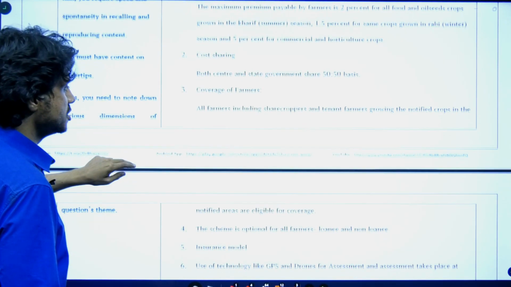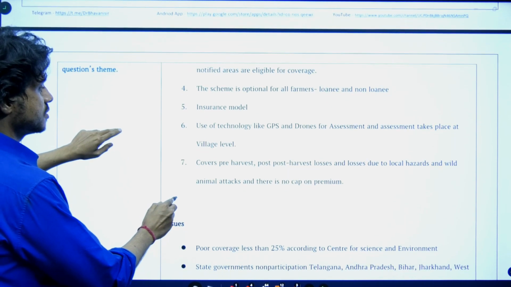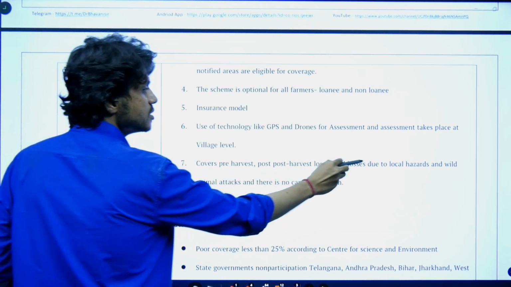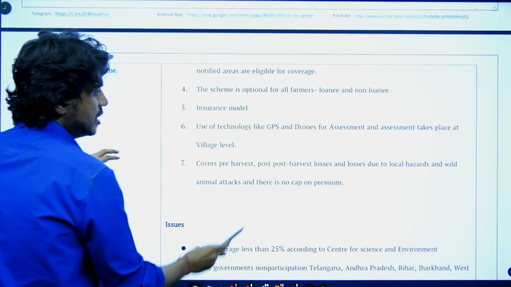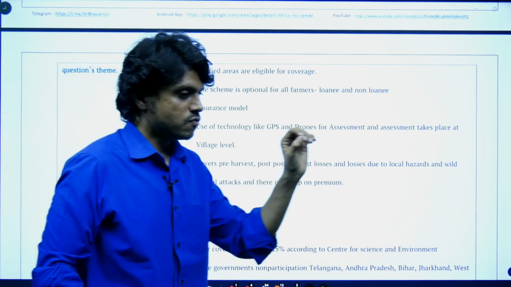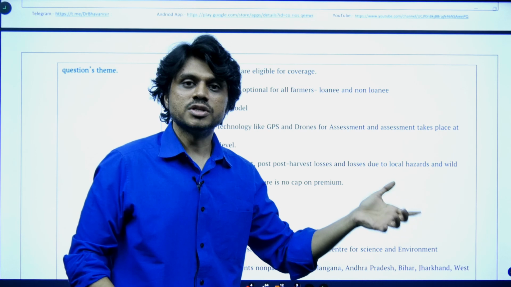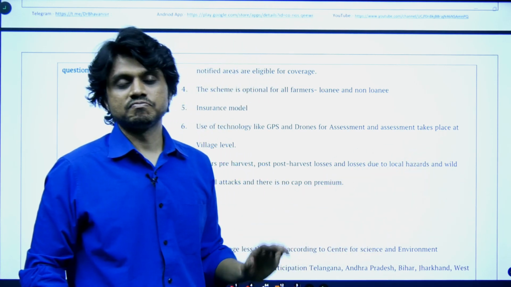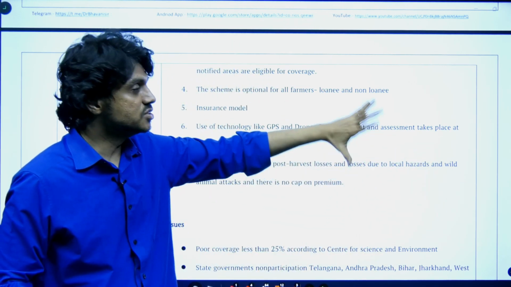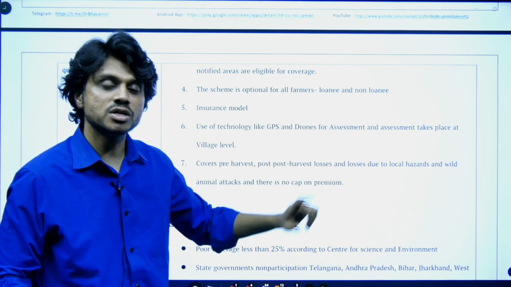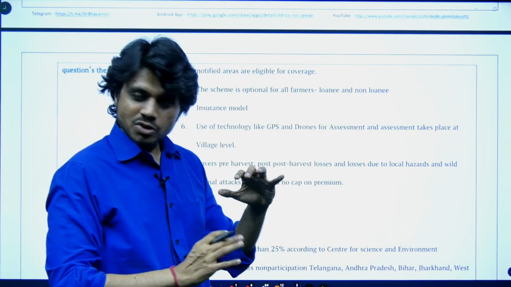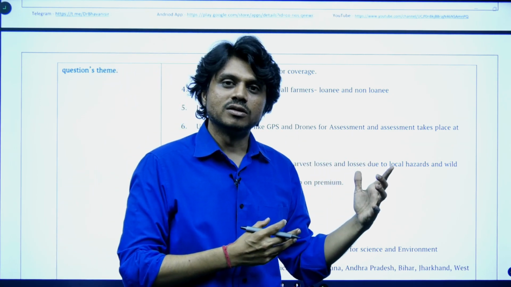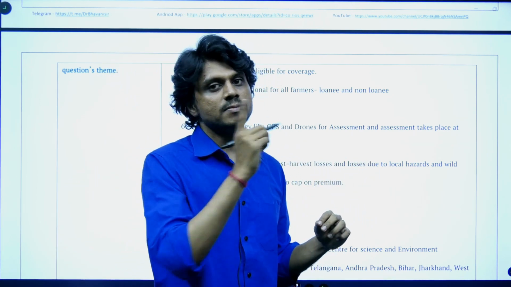It includes all types of losses: pre-harvest, post-harvest, losses due to local hazards and wild animal attacks, and there is no upper limit on the amount that can be paid to the farmer. So this is the major change in the Pradhan Mantri Fasal Bima Yojana compared to the previous scheme. It sounds very good, so definitely the premium should also be very high.